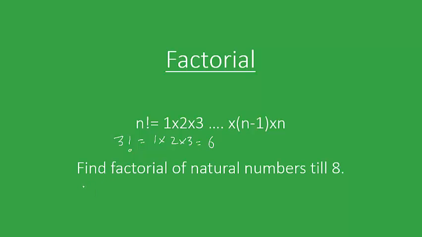To get a firm grasp, just calculate the factorial of natural numbers till 8. That is, calculate 0 factorial, 1 factorial, 2 factorial, 3 factorial, and so on till 8 factorial. To verify the answers, just refer to the book. It's very easy. So now we look into what a permutation is.